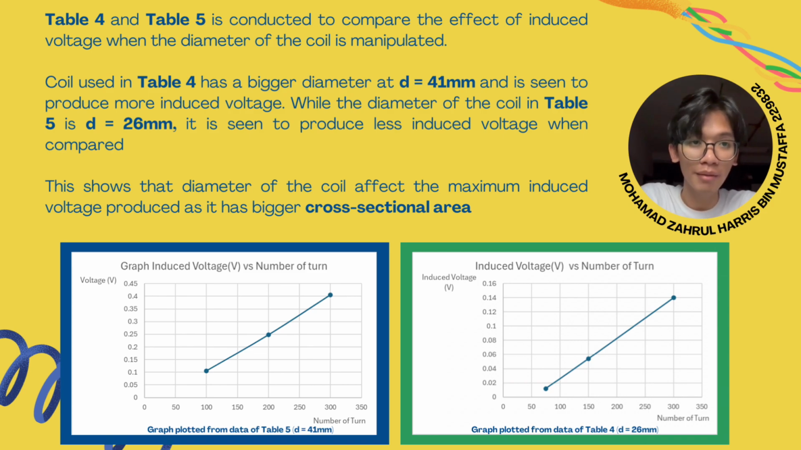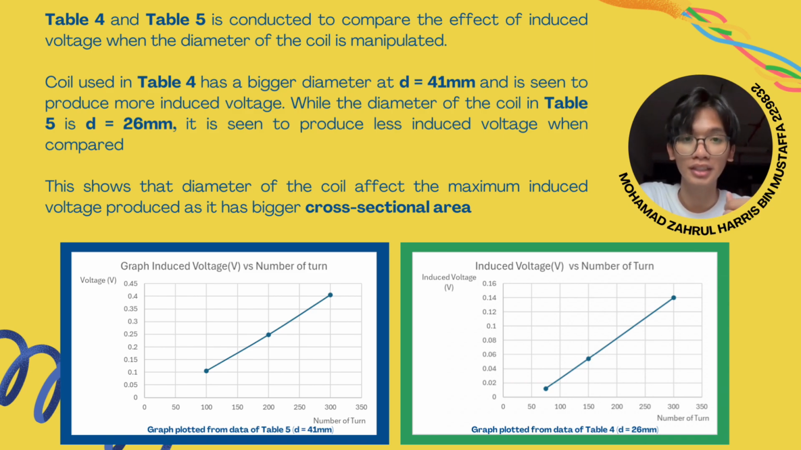So from this experiment and all the data that we have tabulated and the graphs we have plotted, we can see that induced voltage is affected by the cross-sectional area of the coil, number of turns in the coil, current supplied, as well as the frequency supplied. And I would say that the data that we have achieved from this experiment actually match the theory, which is when the cross-sectional area increases, the induced voltage increases.